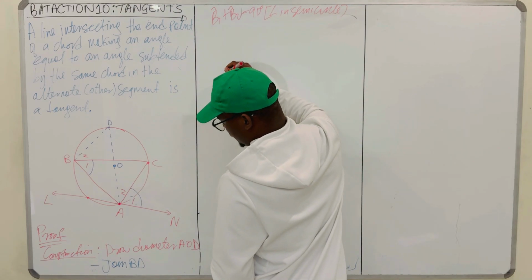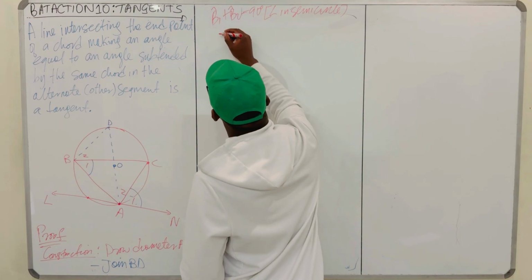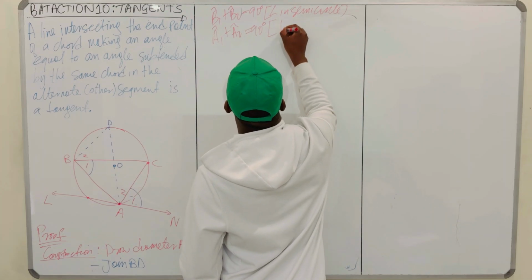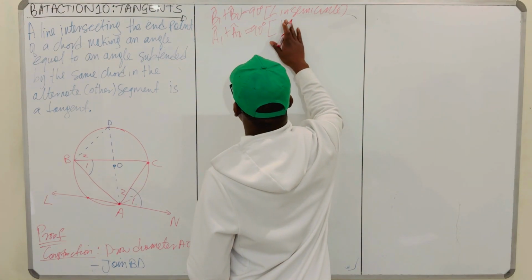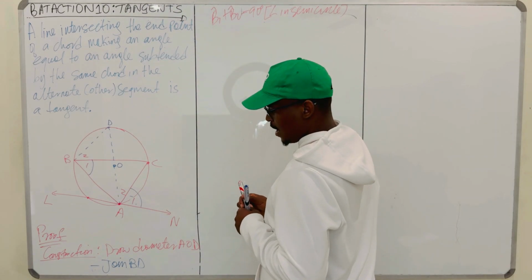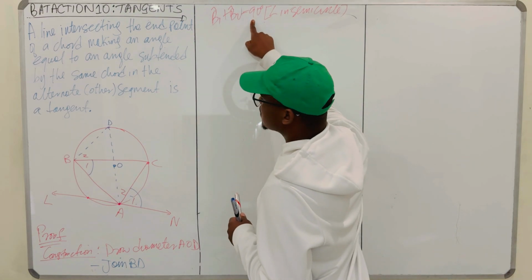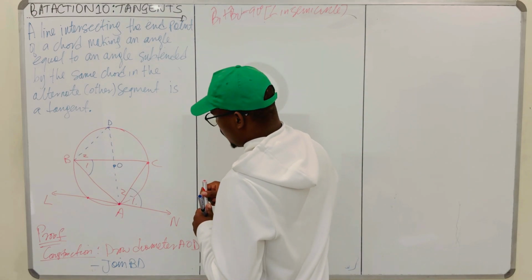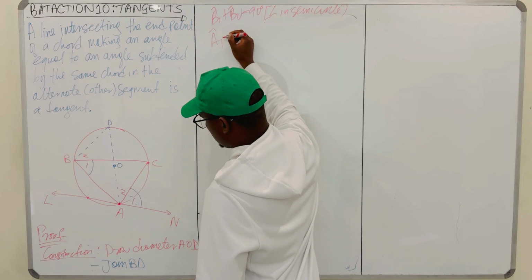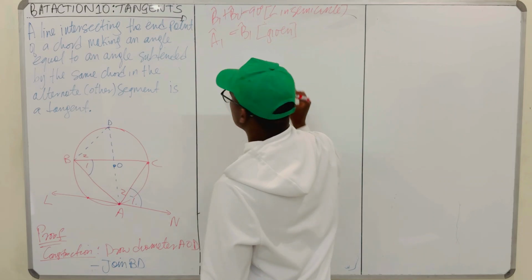Then what is A1 plus A2? It's 90 degrees. Why? 90 is given. Oh, we don't have that. We can't say this is 90 degrees. But we know that this is 90 degrees. But we know that A1 is equal to B1. We're given this. Are you with me?